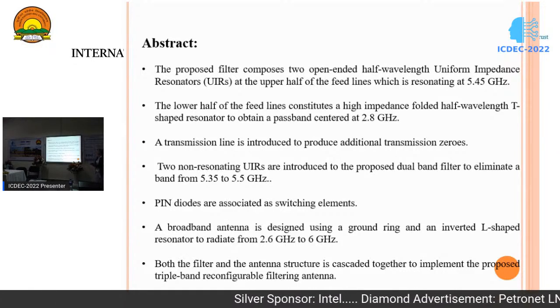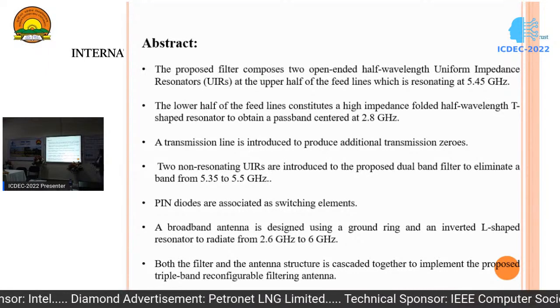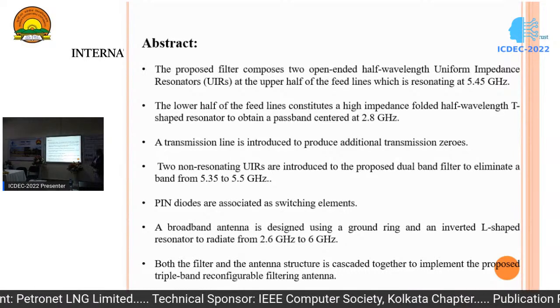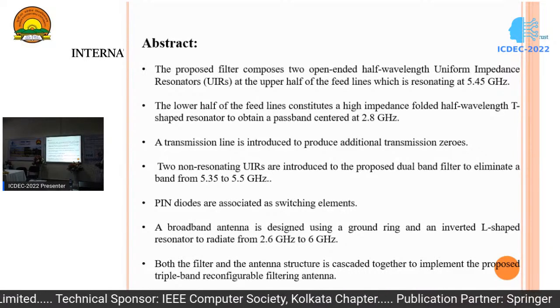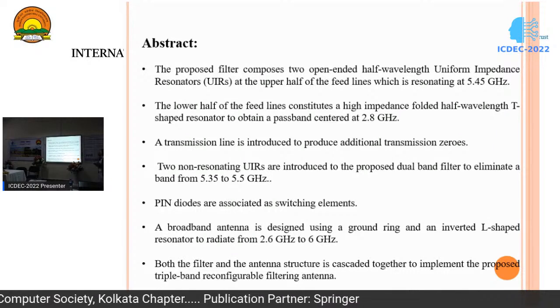The lower half of the filter constitutes a bandpass resonator, which is operating in a band centered at 2.8 GHz. Here we are using a transmission line just below the feeding line, and the main purpose of the transmission line is to produce an additional transmission zero within the desired frequency band of interest.